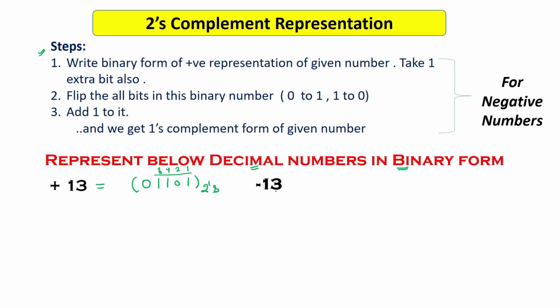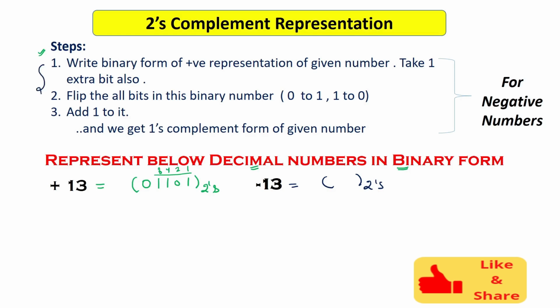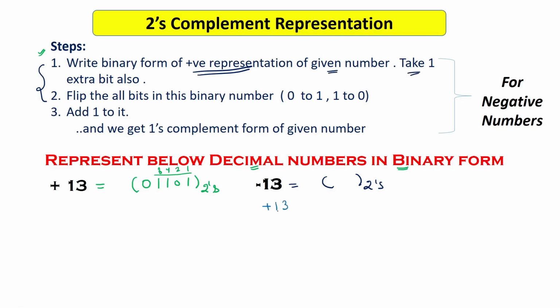Now let's represent minus 13. How will you represent this minus 13 in 2's representation? For this, you can see the steps here. These two steps are the same as we have seen for the 1's complement representation. These steps say that first you have to write the positive representation of the given number, and you have to take one extra bit also. That means first you have to write the representation of plus 13. Plus 13 is written this way, right? This is 13 and you have to put one extra bit. So this is 01101. This step is over.